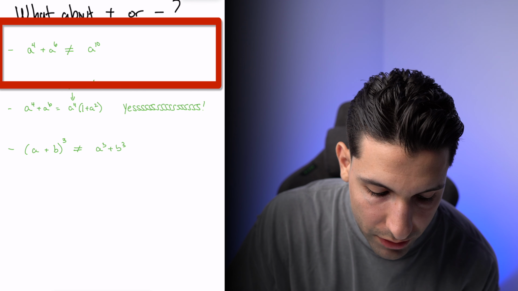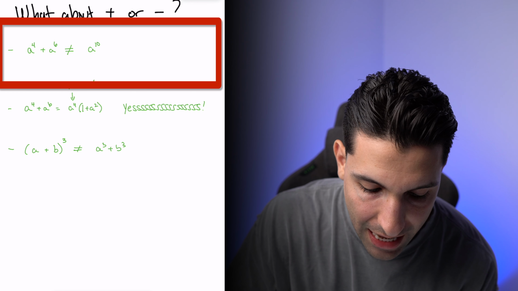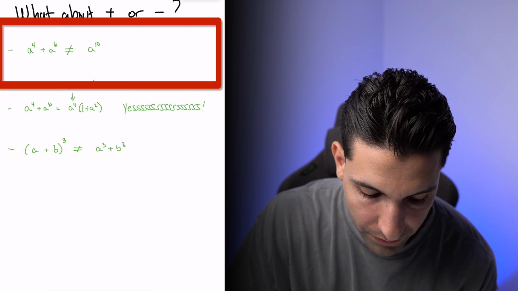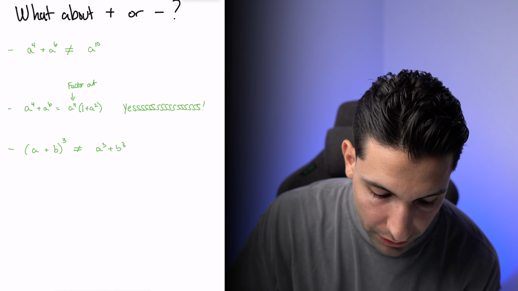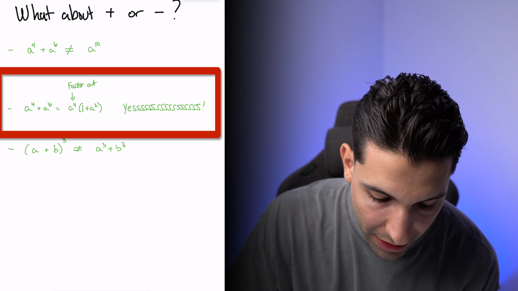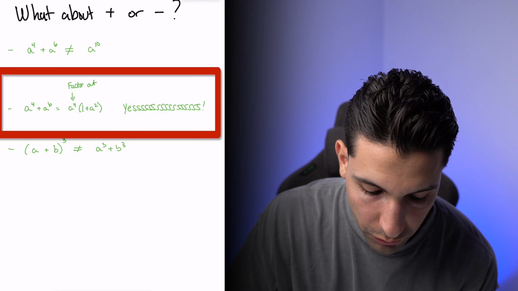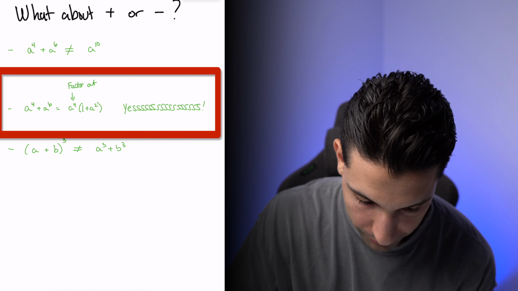When we have a to the 4th plus a to the 6th, we cannot make that a to the 10th. What we can do is, if we look here, we can factor out the a to the 4th, which leaves us with 1 plus a squared.